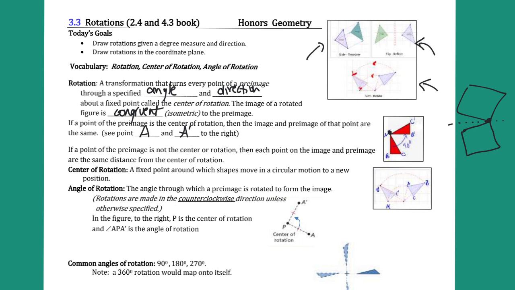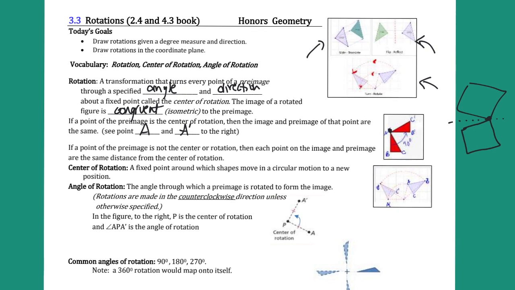I'm going to get a pen. So if this is your center of rotation and you're rotating it through space, my marker's not working the best today, per usual. But if this is your center of rotation right here, and you're moving things through space, your pre-image C will be this length, and your image's length from the center of rotation will also be the same length. The same would be true with B. It's just a little bit more awkward to get to there.